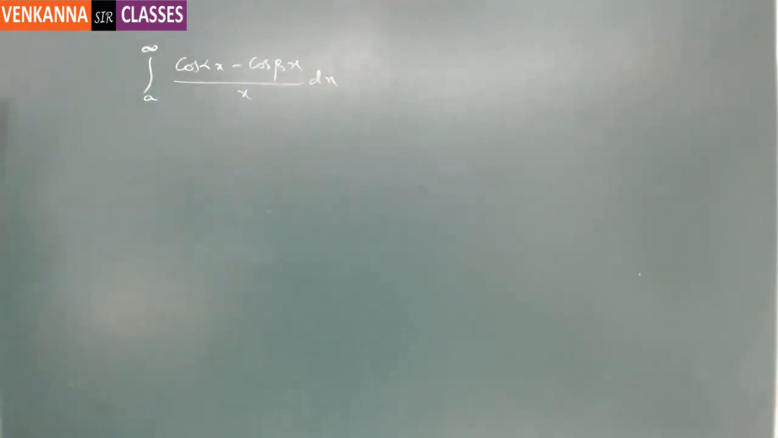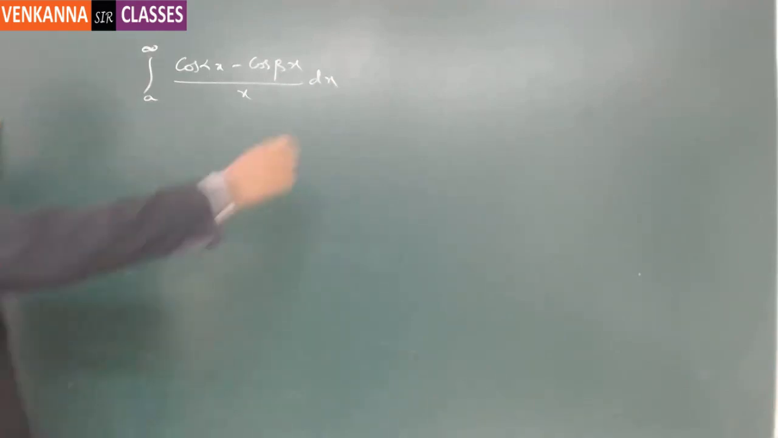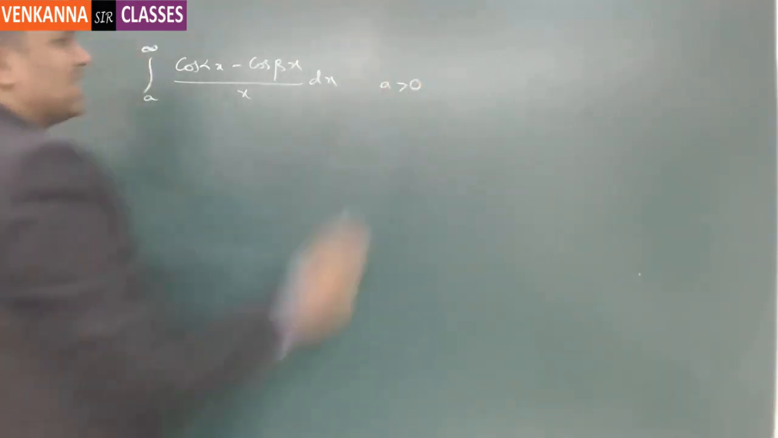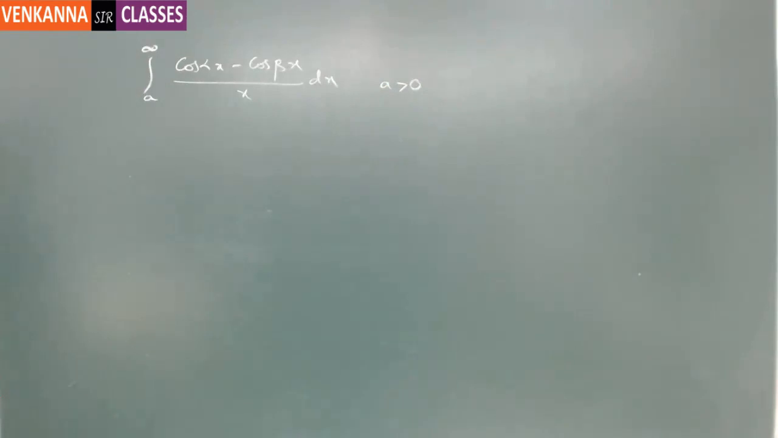Dx. This is the problem. I think it is also given in the previous year papers. I hope so. And where the value a is positive, because in improper integrals, majority of the time we take the lower limit as positive. We don't go with the negative.